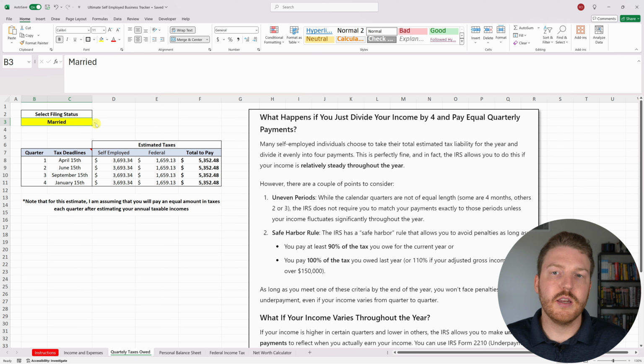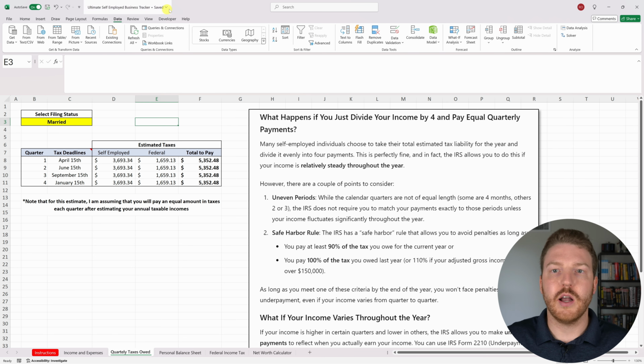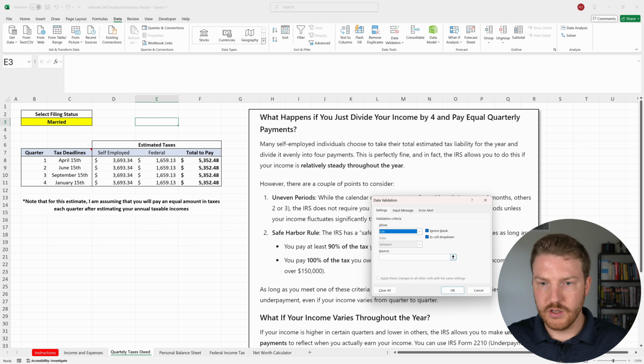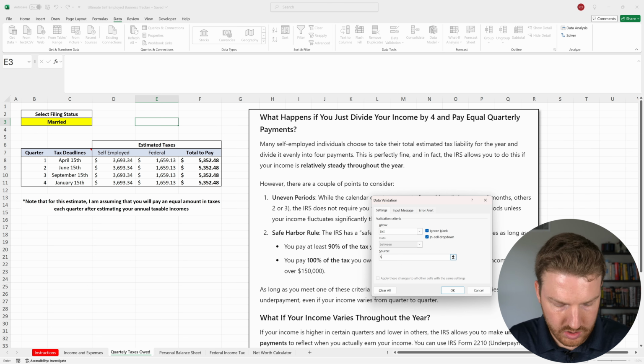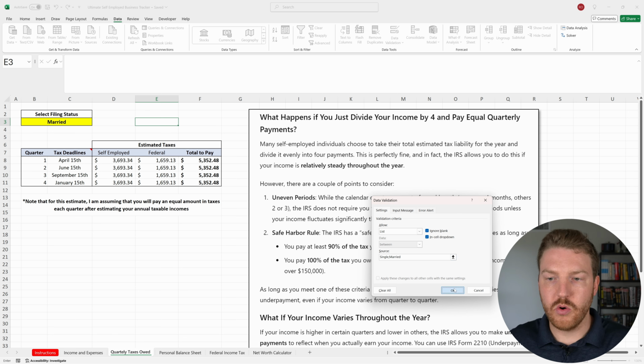So I've created a little checklist, which you can create on your Excel file too. That's a single or married. I'll show you how I created this. So let's say I wanted to create this list right here, I can go up to data, and then data validation, then I'll do a list, and then I'll do single, comma, married, and hit OK.